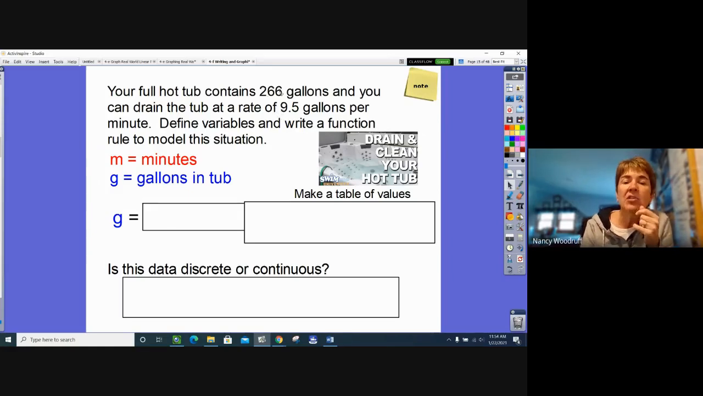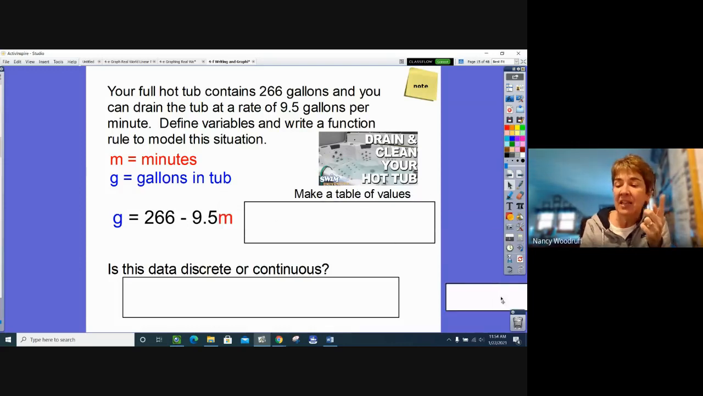So the 266, that's our start amount. What is happening is the 9.5 is coming out every minute. Coming out. What math are we talking about? Hoping you're talking about subtraction. It's going to go down. So we're going to start with the 266, and we're going to lose 9.5 gallons every minute. And that's how easy it is to write the function rule.